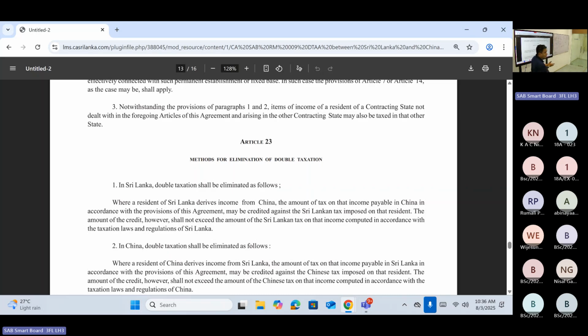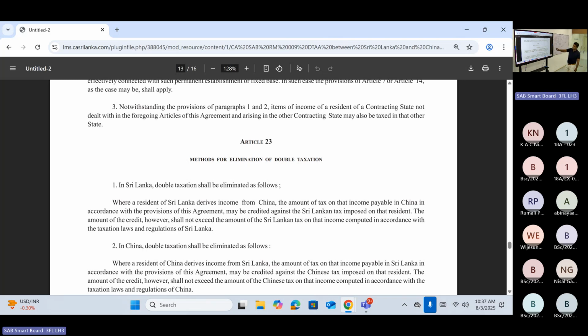Sri Lanka, that means our transaction is in China. How to eliminate? Where a resident of Sri Lanka derives income from China, the amount of tax on that income payable in China, in accordance with the provision of this agreement, may be credited against the Sri Lanka tax imposed on that resident. The amount of the credit, however, shall not exceed the amount of Sri Lanka tax on that income computed in accordance with the taxation law and regulation of Sri Lanka. That indirectly says what? Ordinary credit method.